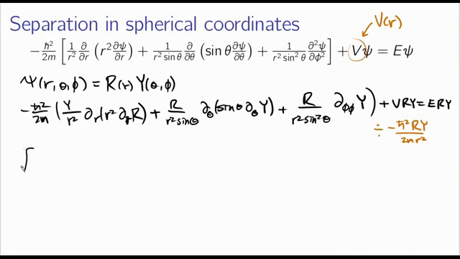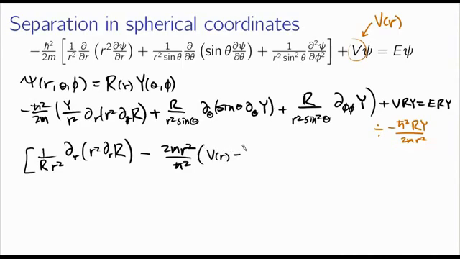When I do that division, I end up with 1 over capital R, partial derivative with respect to r of r squared, partial derivative with respect to r of capital R, my first term, getting rid of the Y, minus 2m r squared over h bar squared from my constants, times V, which is a function of r, minus E, where those constants get multiplied in. That's what I get for the parts that have r in them after I've done this supposedly simplifying division.